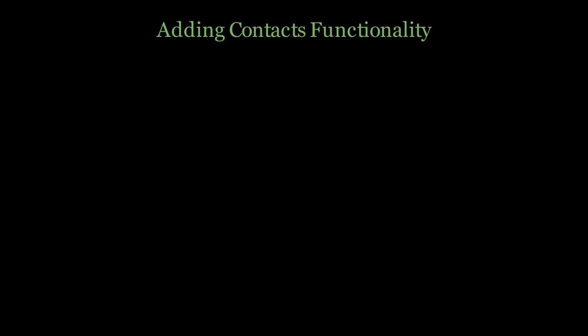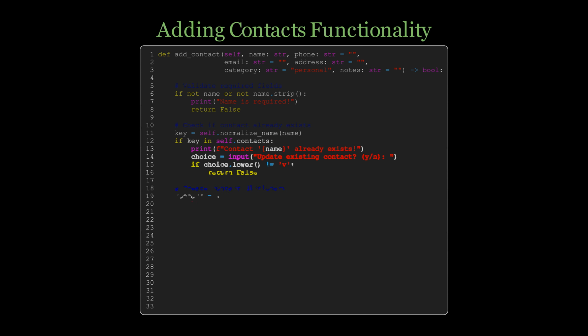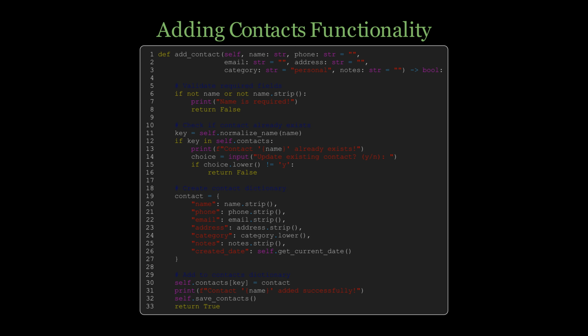Now let's implement the core functionality to add new contacts with proper validation. The add_contact method includes comprehensive validation, checking for required name, preventing duplicates with user confirmation, and automatically saving after each addition. This ensures data integrity and good user experience.